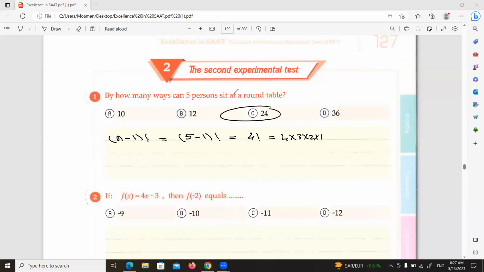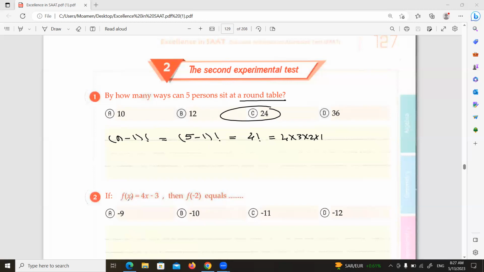So if you ask me about the number of ways around a table without a reference point, it's n minus 1 factorial. With a reference point, it's the factorial of the number directly.